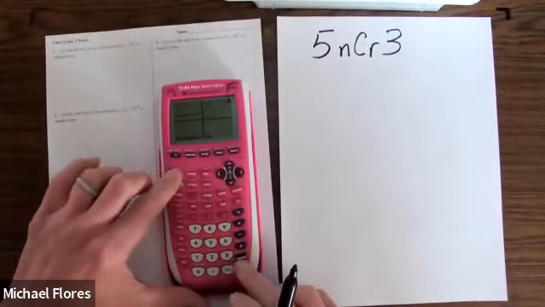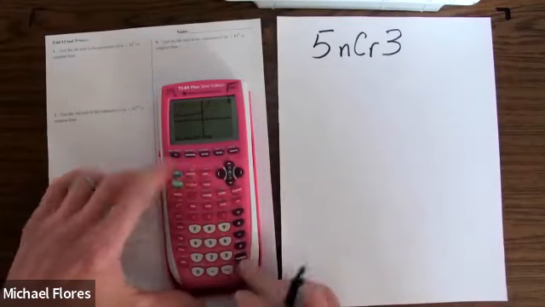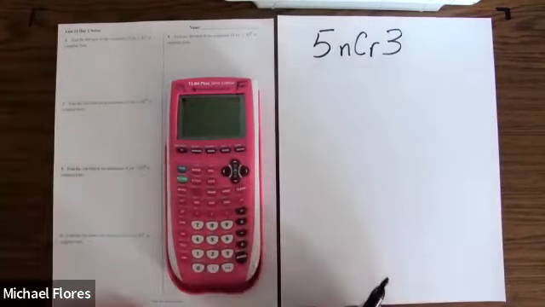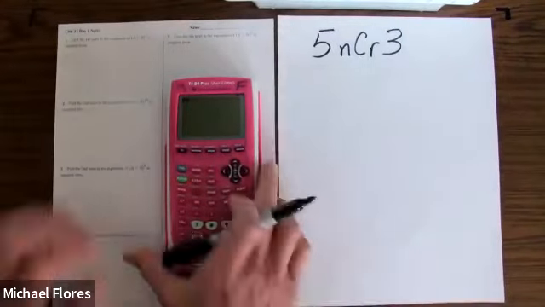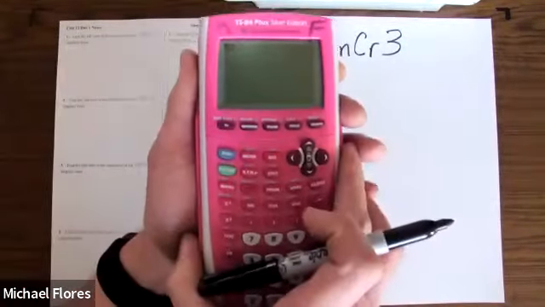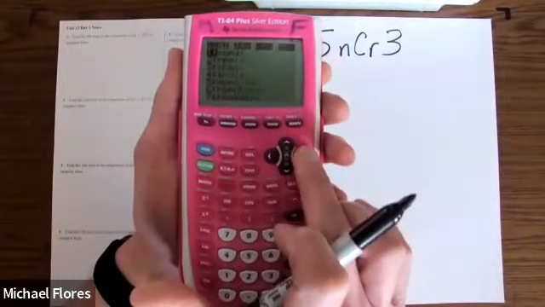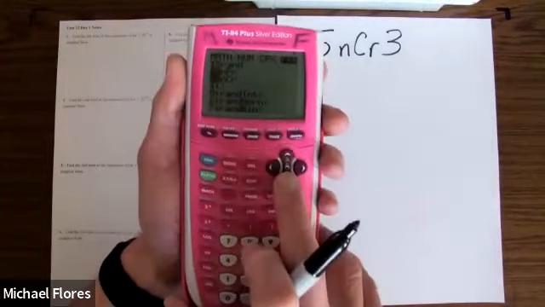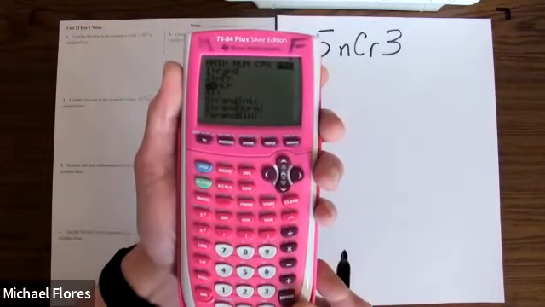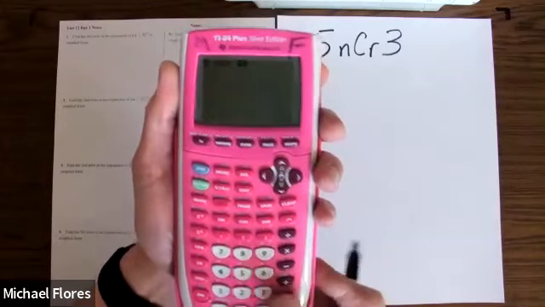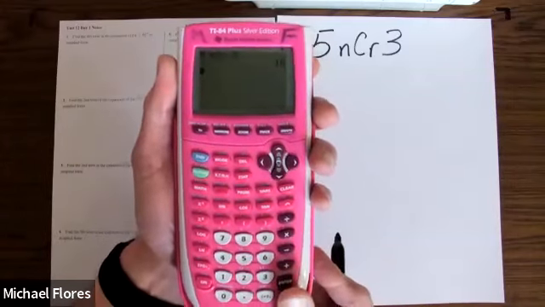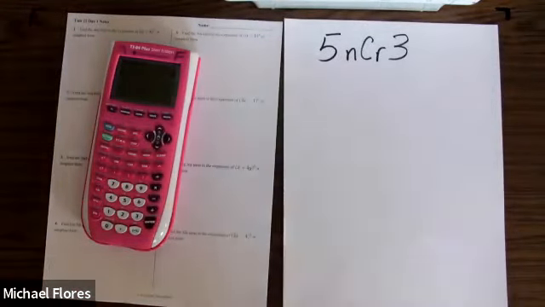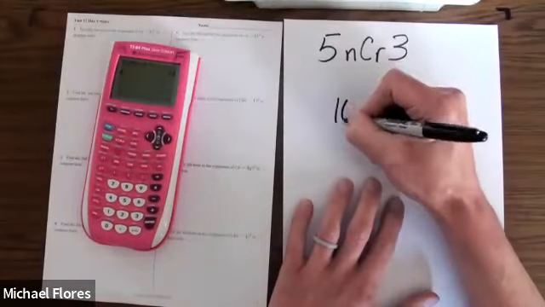I'm going to show you how to do it. All right, we'll start with the number 5. Then you're going to hit math and scroll over to PRB, probability, and then look for that nCr button. Enter. Now 3. Enter. So here's what that tells us. Remember Pascal's triangle? That's the coefficient that we need: 10.